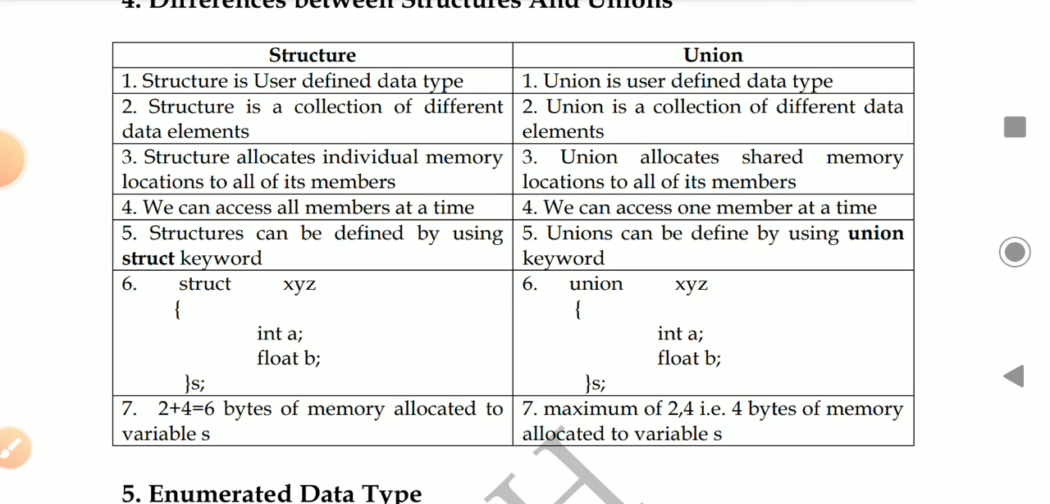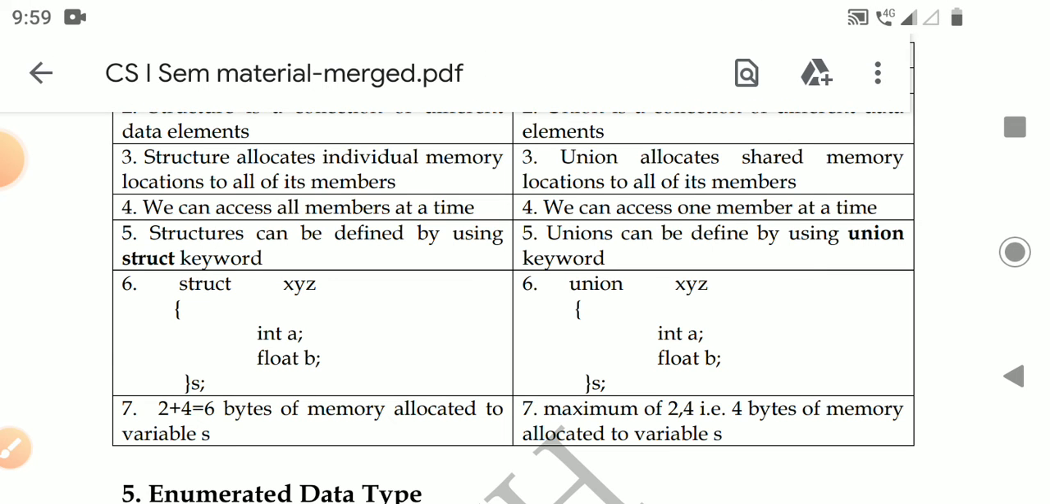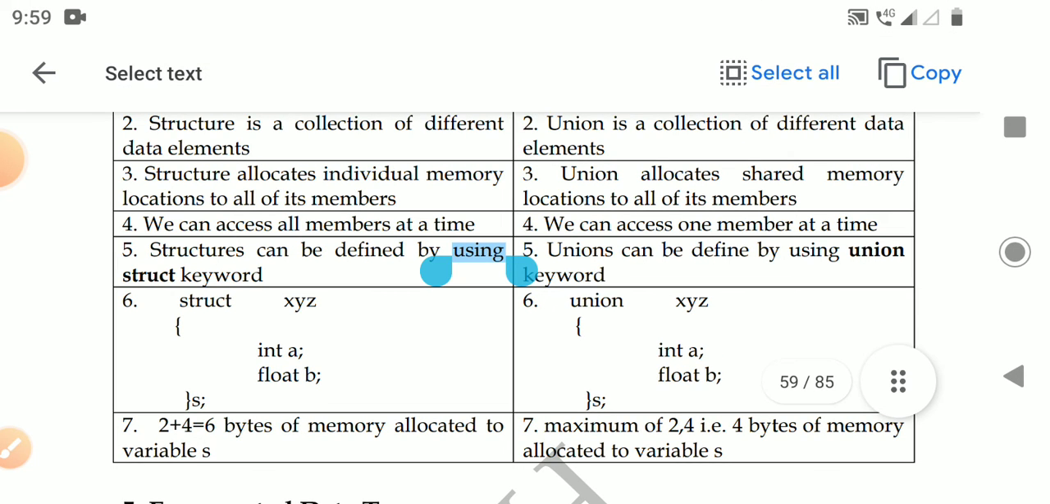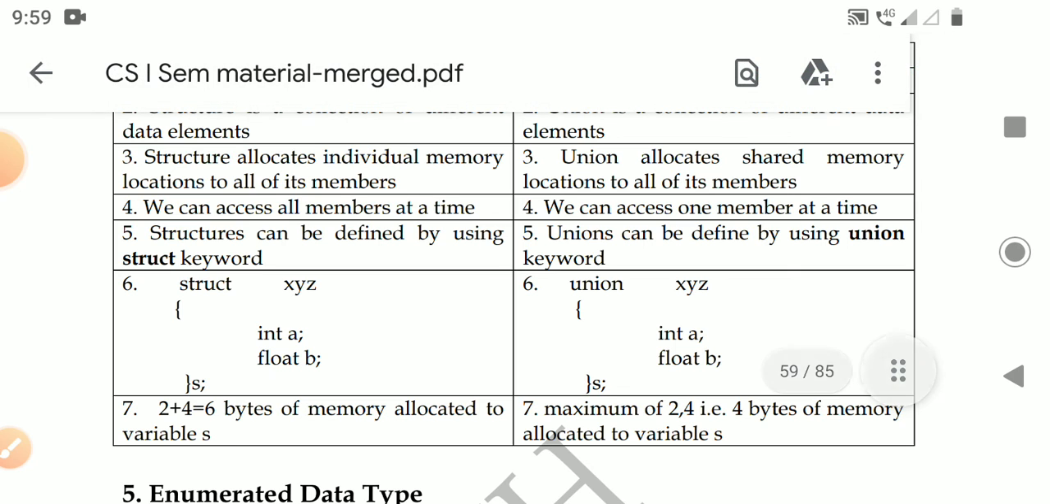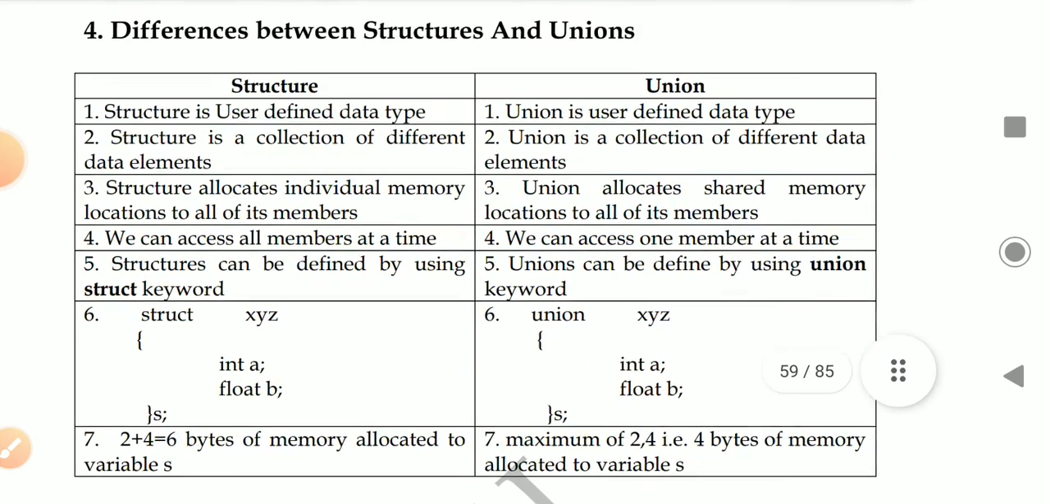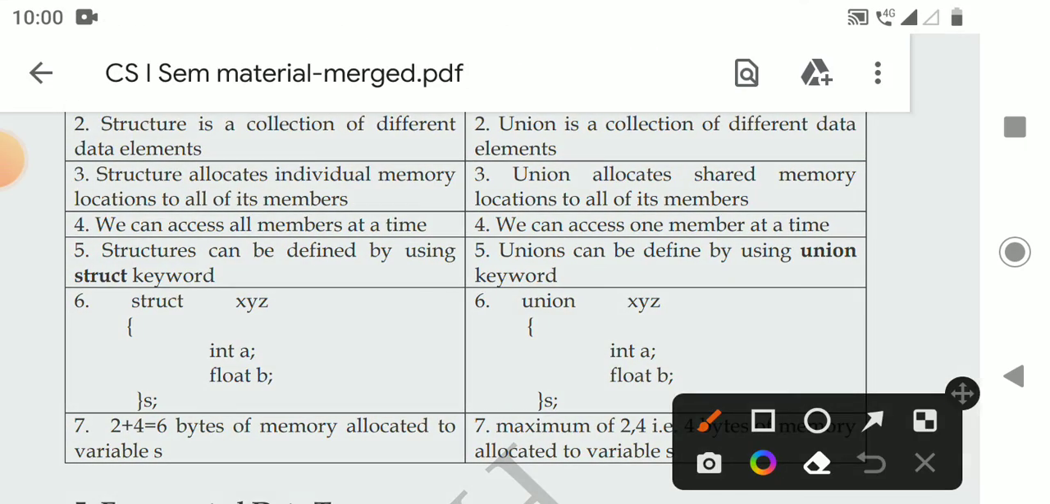Coming to the structure, since individual memory is allocated, it is possible to access all the members at a time. Coming to the union, since it is shared memory, you can access only one member at a time. You can access one member at a time. A structure can be defined by using the keyword struct. A union can be defined by using the keyword union.